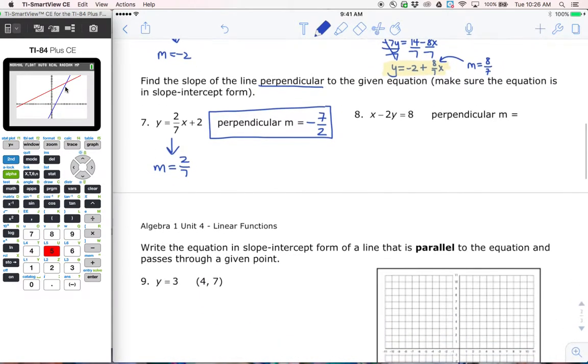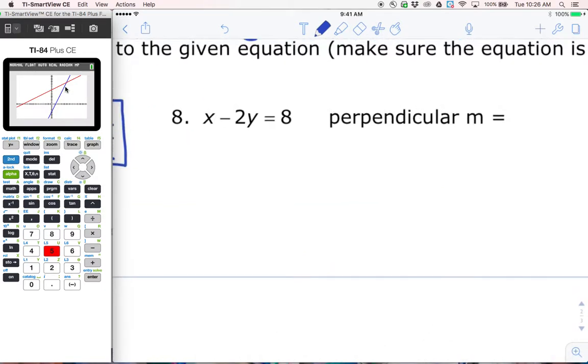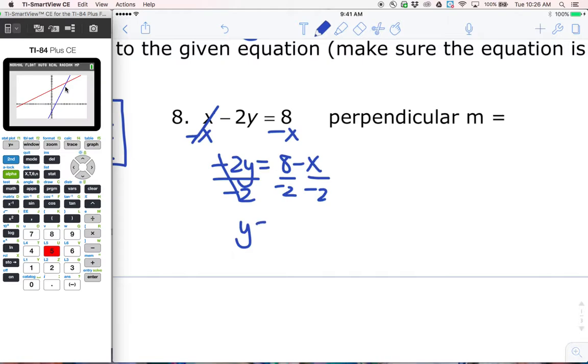All right, problem 8, same thing, but this time we have a little bit of pre-work to do here. We have to take care of this, get y by itself so we can see our slope. All right, got -2y equals 8 minus x. Finally, divide by -2. And I've got y equals -4. Negative divided by a negative is going to be a positive. Let's throw a 1 up here so I can kind of see it. That looks better. That's a positive 1 over 2x.